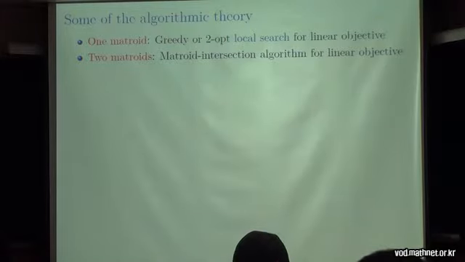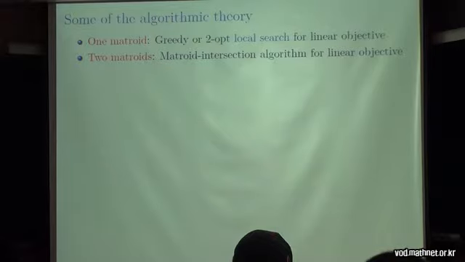This problem generalizes finding a maximum weight matching in a bipartite graph. So a way to think about it is I've got a bipartite graph. I've got a set of vertices here and a set of vertices here and some edges that cross. And I define two matroids on the set of edges.